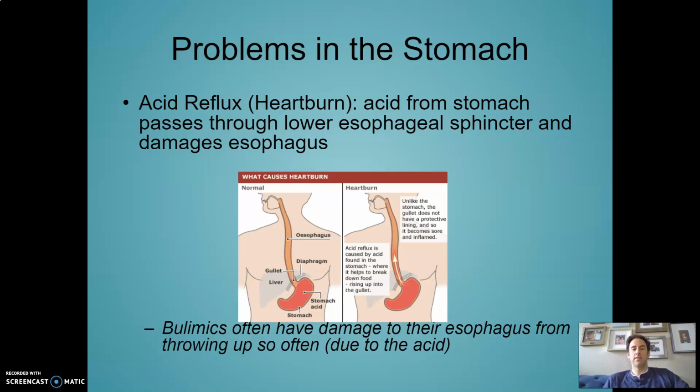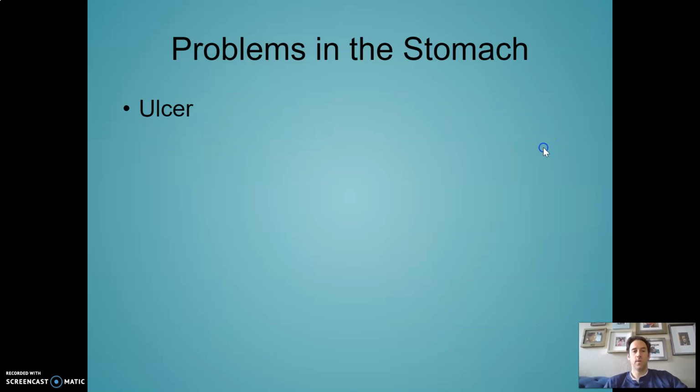It's called heartburn because the esophagus goes right behind your heart. And so you kind of feel it where your heart is, but it has nothing to do with your heart. Bulimics, by the way, bulimia is an eating disorder where people eat a lot and then they vomit it up later. They can often have damage to their esophagus from throwing up so often due to the acid. Their teeth also can erode from the acid too.